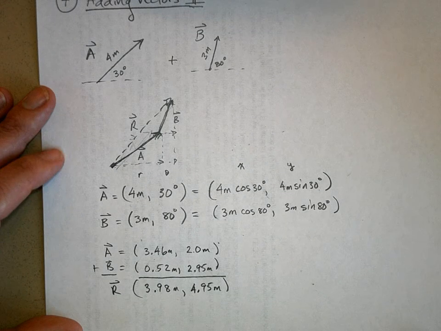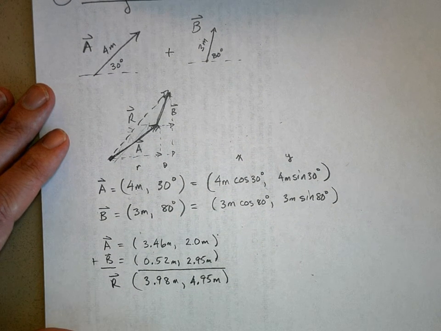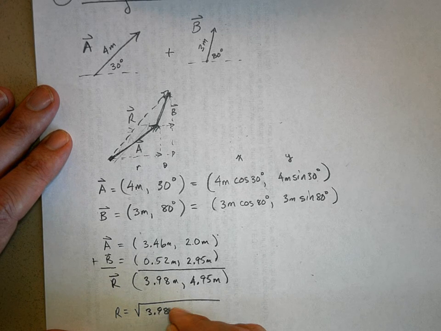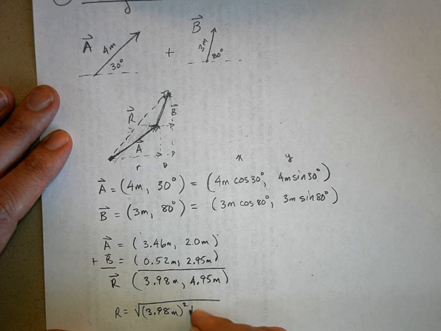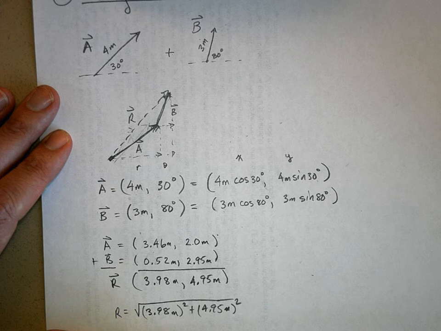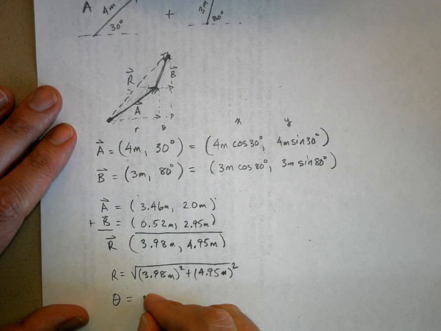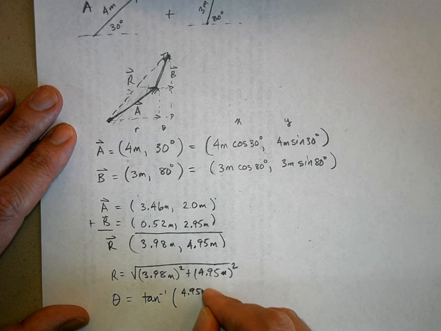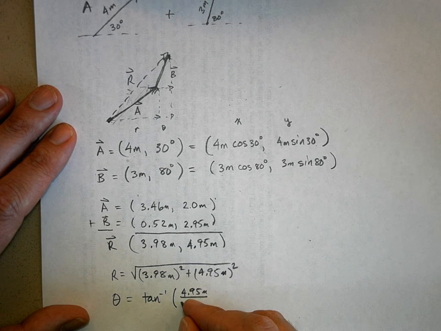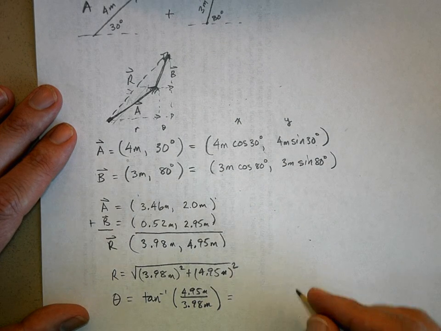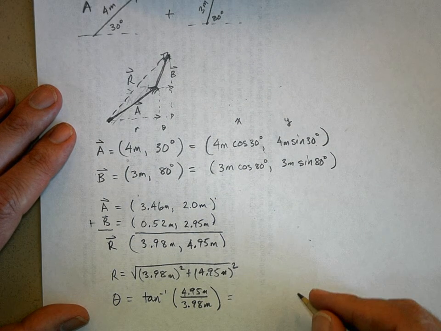Now, it's pretty easy to express my answer in polar coordinates. R is equal to the square root of 3.98 meters squared plus 4.95 meters squared. Somebody calculate that for me. And then the angle is going to be the inverse tangent of the y value, 4.95 meters, divided by the x value, 3.98 meters. I don't have to add 180 degrees. I'm in the first quadrant. So I get my answer, and I'll just write it over here.